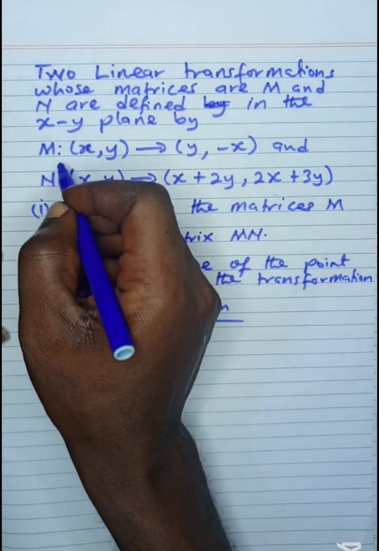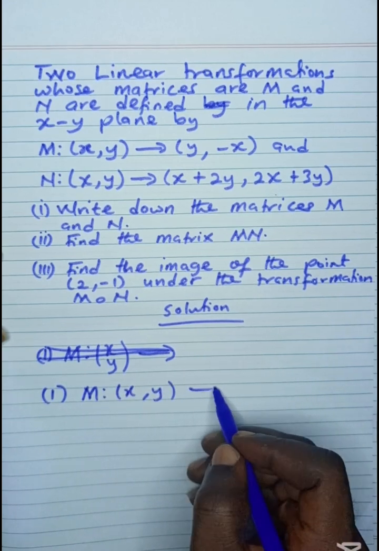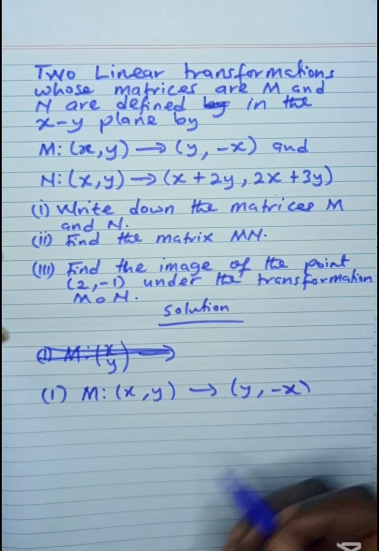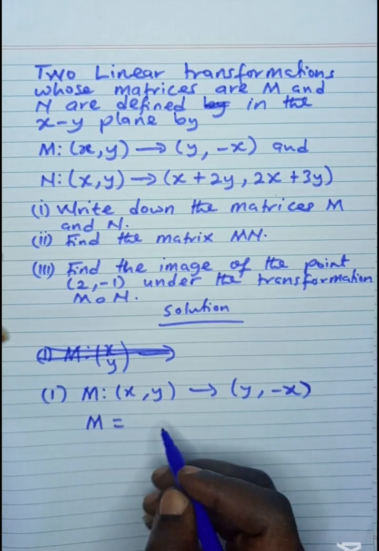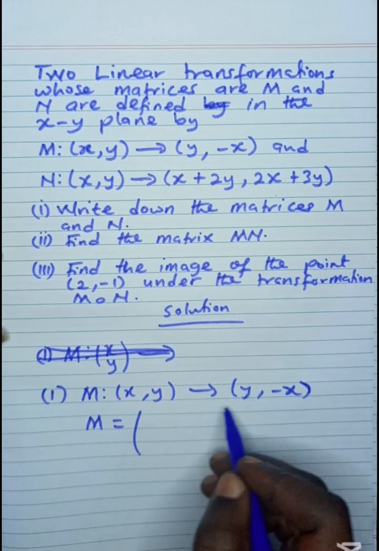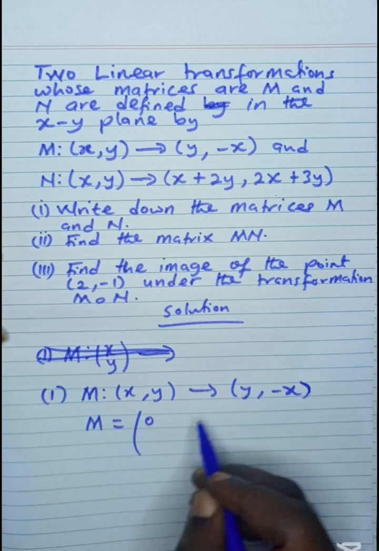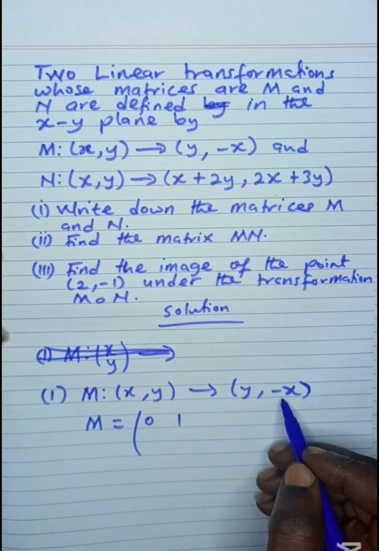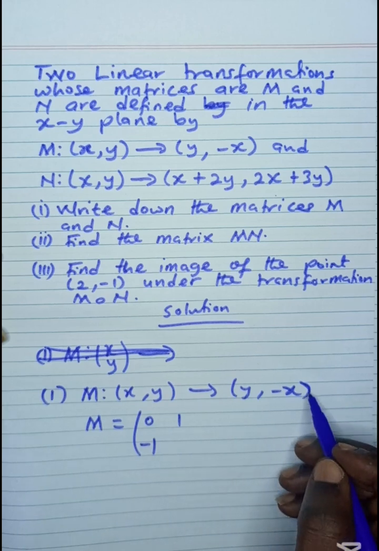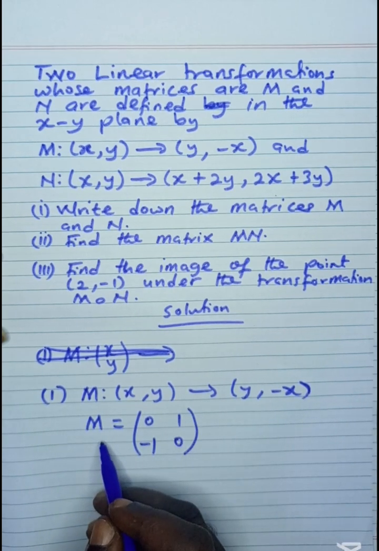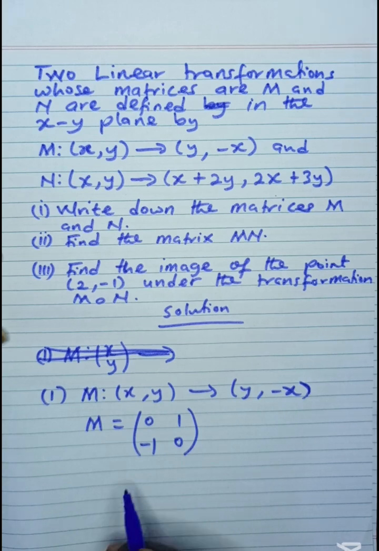Let us quickly go through. We have the first linear transformation M: (x, y) maps to (y, -x). If we want to write the matrix of this transformation, M is equal to: now we have y, so we don't have the x part, so the x part is 0. The coefficient of y is 1, so we have 1 here. What is next is -x, so the coefficient of x is -1, but we don't have the y part, so we have 0. So M is equal to [0, 1; -1, 0]. Okay, that is for the matrix M.